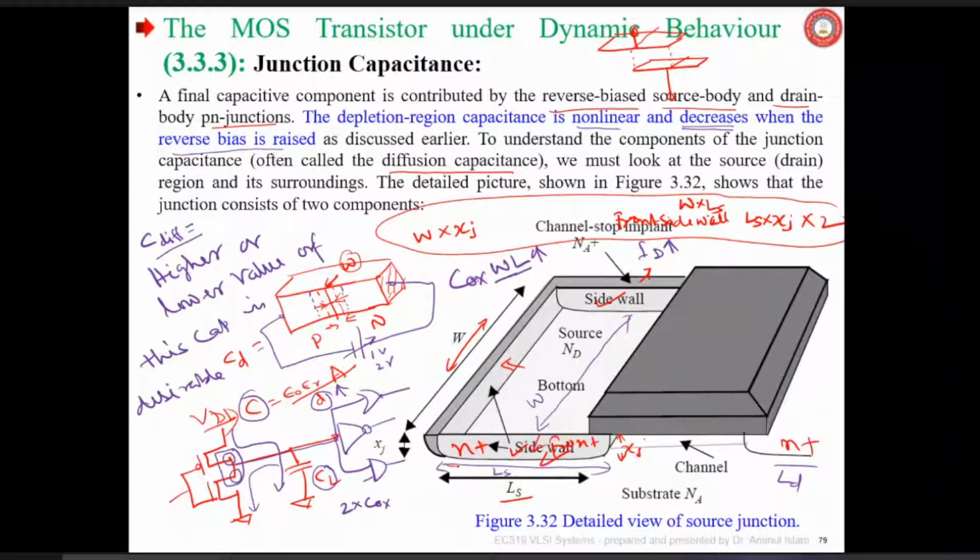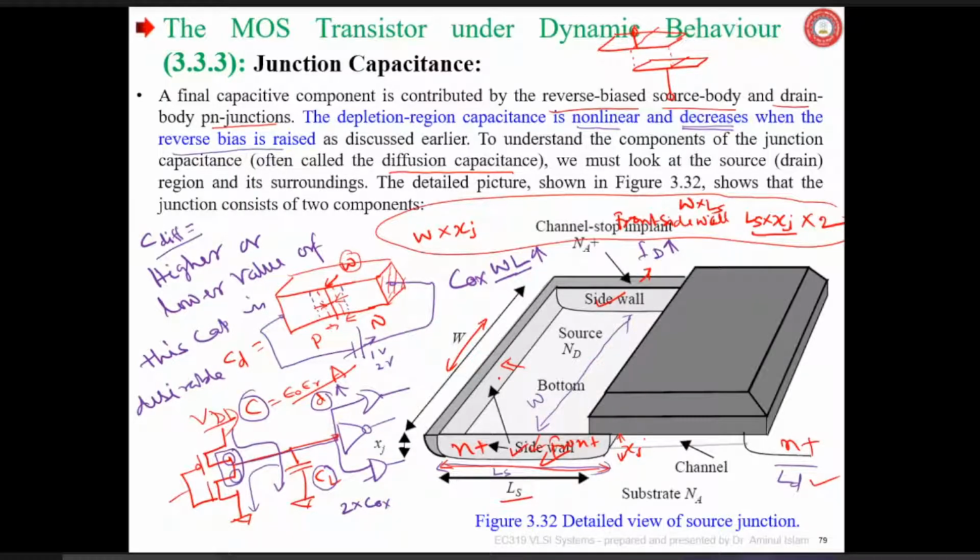This length, as you see, is LS. We are doing the source side, so we have put LS. The right side will give LD, the drain side. We are talking about LS, the source side, because it is symmetrical. So LS and the junction depth. This is called junction depth, XJ. So the area will be LS into XJ. This is for the front sidewall. For the back side it will be the same, so we have multiplied by 2.